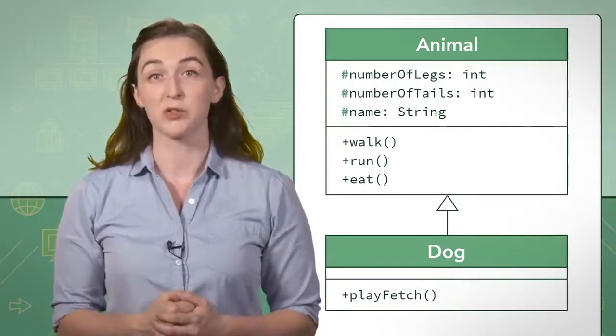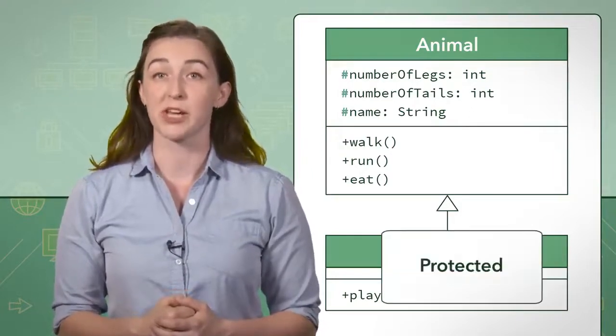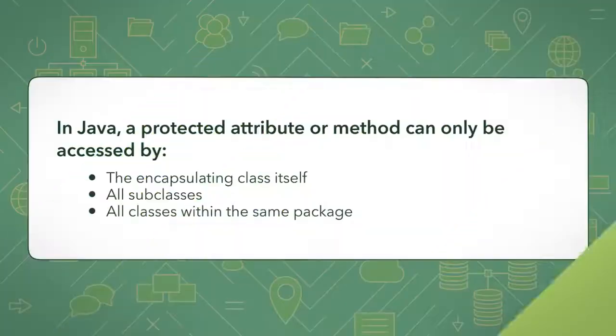The hash symbol is used to communicate that the animal's attributes are protected. In Java, a protected attribute or method can only be accessed by the encapsulating class itself, all subclasses, and all classes within the same package. In Java, a package is simply a means in which the classes can be organized into a namespace that represents those classes.